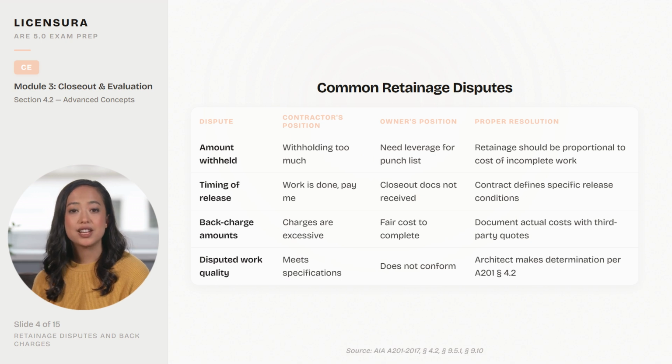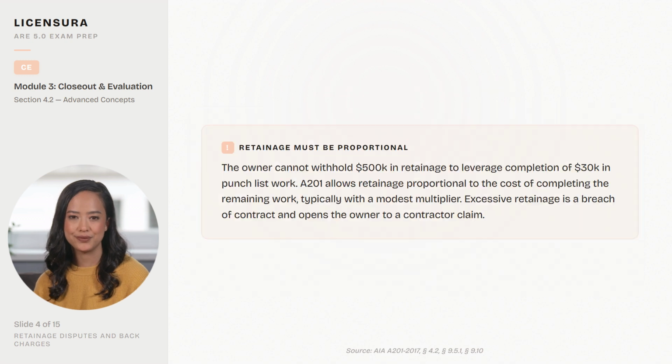This common retainage disputes table identifies the areas where owners and contractors most frequently disagree during closeout. Contractors argue for early retainage release based on substantially complete work. Owners resist release until all punch list items are done. The percentage held and the conditions for release should be clearly defined in the contract. The architect's certification of completion drives the release schedule.